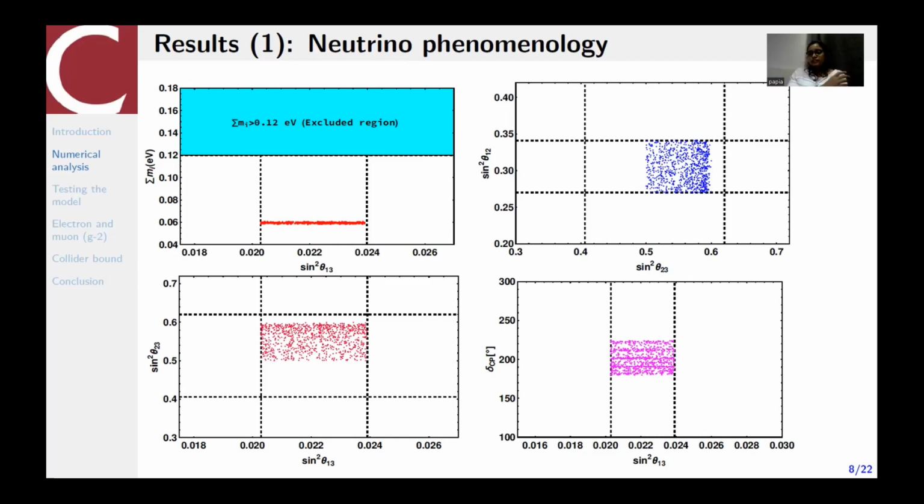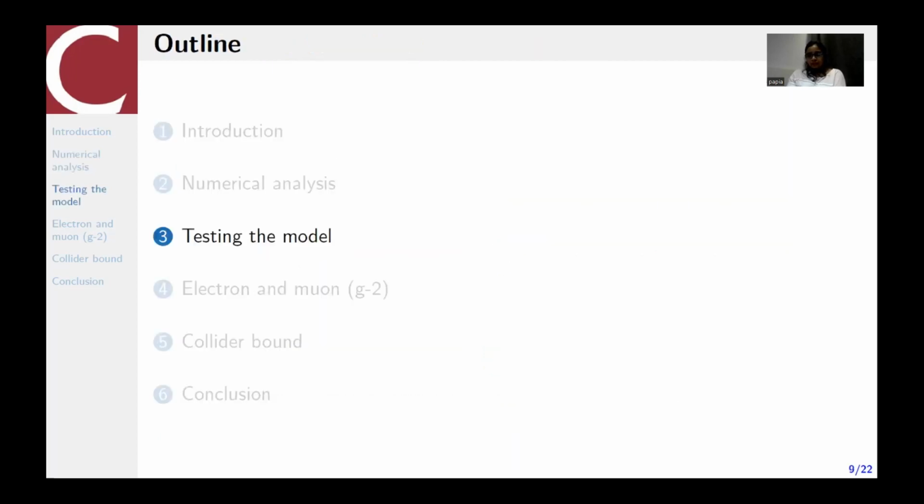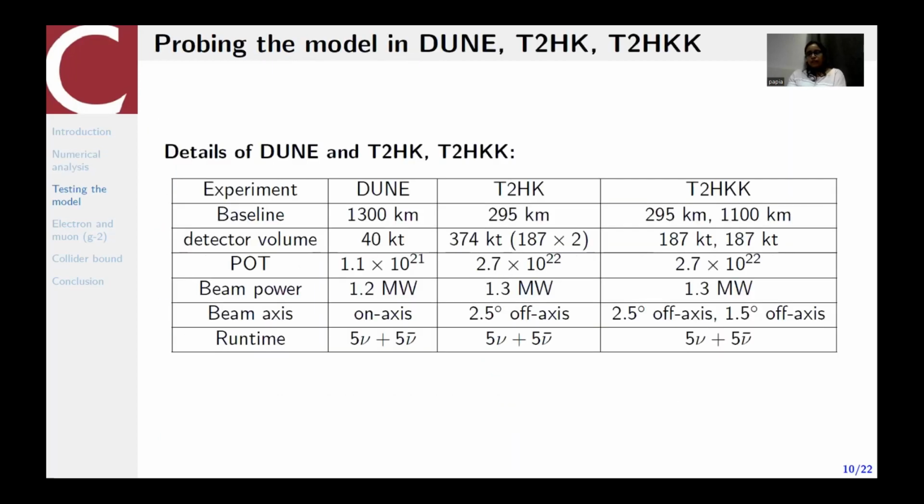So from this case also we can have a very constant value of delta CP coming throughout our model. Next. Now coming to the testing of the model. It is very important to know whether the model we have taken is correct or not. Obviously we have to probe the model in the near future as well as in the current experiments. Otherwise we can't say whether our model is correct or not.